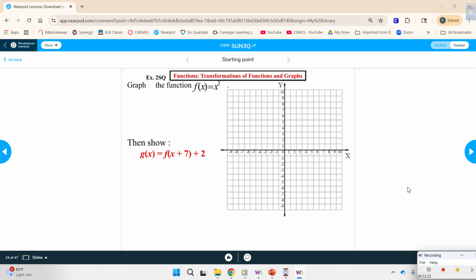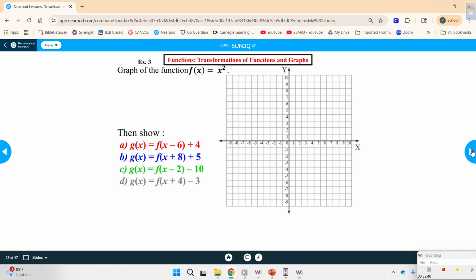On these next ones, don't do it on paper. You're going to do it on the screen. Okay, here it goes. All right, here we go. Look at this one.